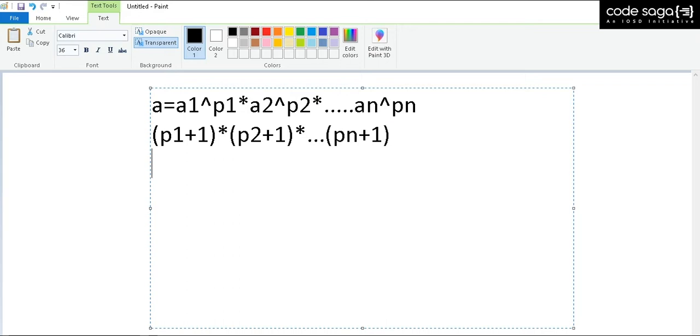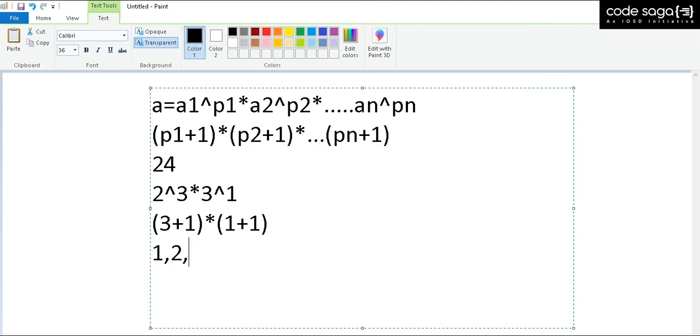Say for a number 24, it can be prime factorized as 2 raised to the power 3 into 3 raised to the power 1. So the total number of factors for this number would become 3 plus 1 into 1 plus 1, which is 8. So the 8 factors of 24 are 1, 2, 3, 4, 6, 8, 12 and 24.